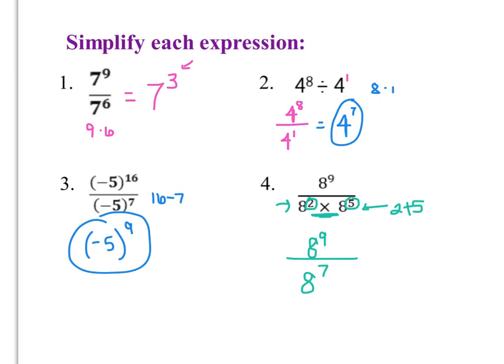And then bringing it back to today, since I'm dividing with the same base, my base stays the same. I subtract my exponents, 9 minus 7, and I get 2. So 8 squared, or 8 to the 2nd power, is my simplified expression.